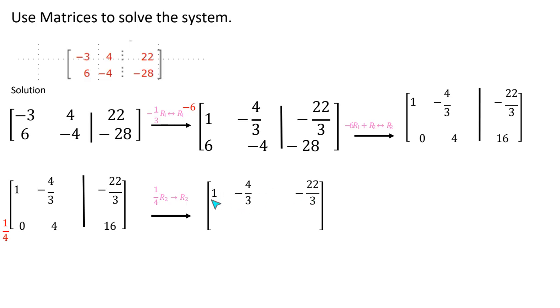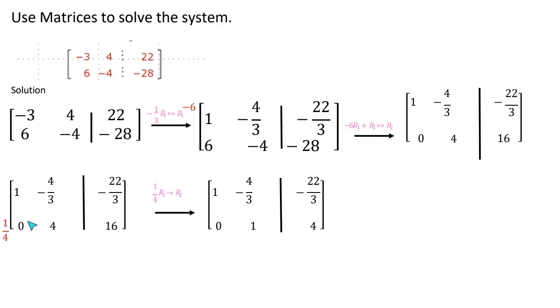I'm not doing anything to the first row, so I just write it as it is. And now I'm going to multiply 1/4 times 0. It's going to be 0. 1/4 times 4, and 1/4 times 16. So 1/4 times 0 is 0. 1/4 times 4 is 1. And 1/4 times 16 is 4. And now I have the 1 here.